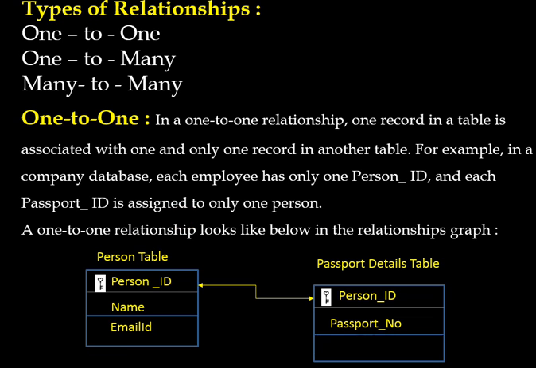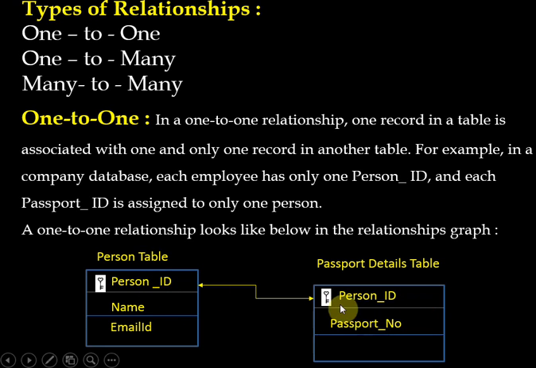So similarly in this database, each person is given an ID, and each passport ID is assigned to only one person, and a one-to-one relationship looks like this relationship graph below. Here there is a person ID in both tables, but the data will be different. The first table contains the name, person ID and email ID. The second table has the passport details of the person, but the person ID will remain the same. That is not going to change because we are going to build the relationship on this. While making the relationship, both tables should have one common field.